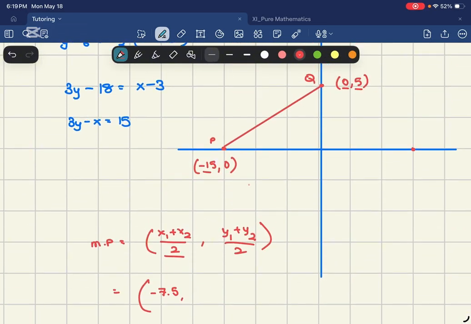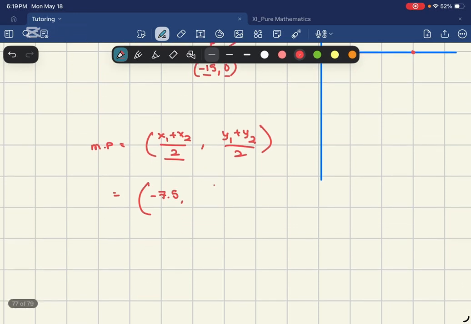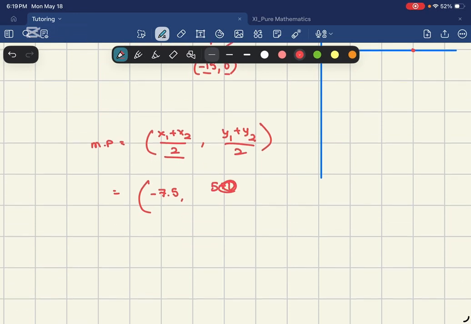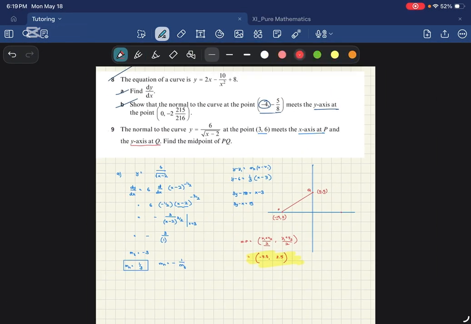And this is y2 is 5, y1 is 0. So 5 plus 0 is just 5 divided by 2. That is going to give you 2.5. So that is going to be your midpoint, negative 7.5, comma 2.5. And we are done with question 9.